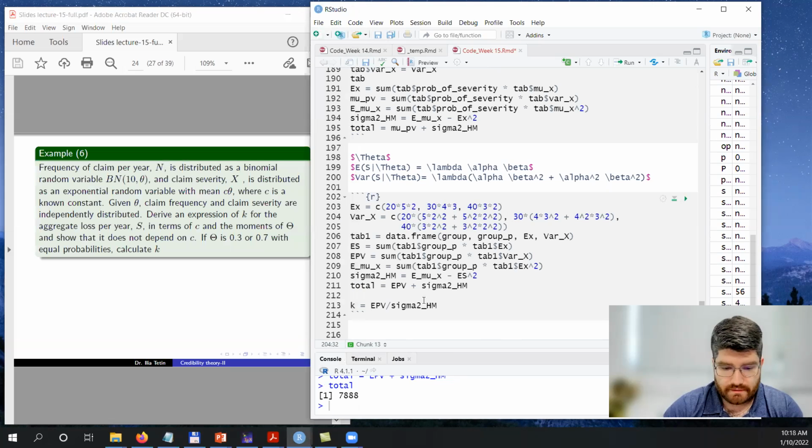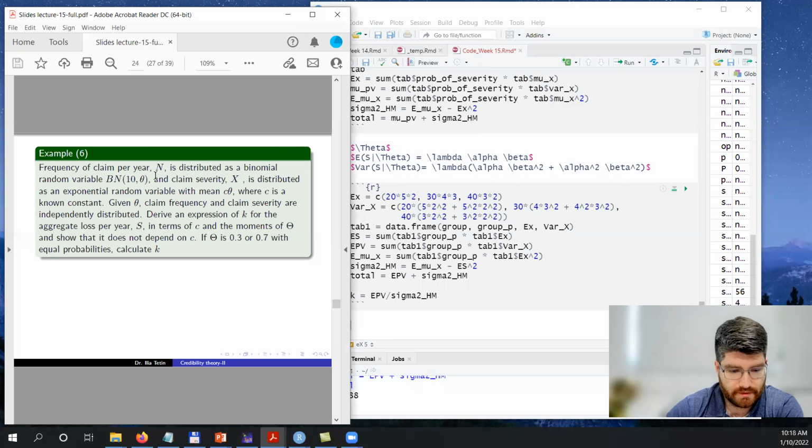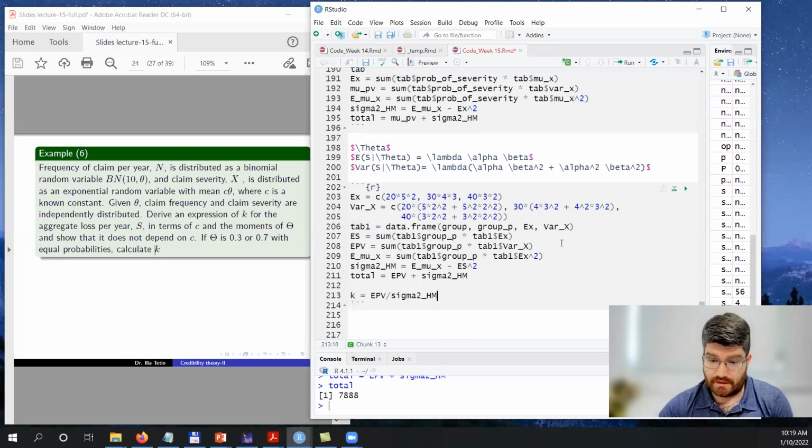Okay, so now we are going to solve example 6, and then we'll have a break a little bit. So example 6, what do we have here? Frequency of claim per year is distributed as a binomial random variable with 10 and theta values, two parameters of binomial distribution, and claim severity X is distributed as an exponential. So let's move on to specific values of that theta. Okay, so what can we do here? Actually, we are ready to create another table.